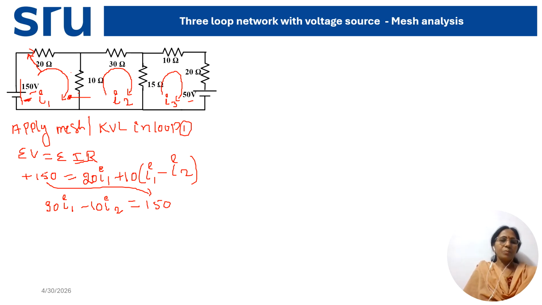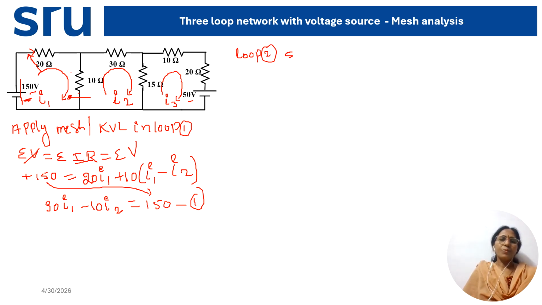Okay, so let me interchange this, voltage IR equals to V. Okay, now what is your second loop? Now here I am writing the loop 2 equation, loop 2, mesh analysis in loop 2.